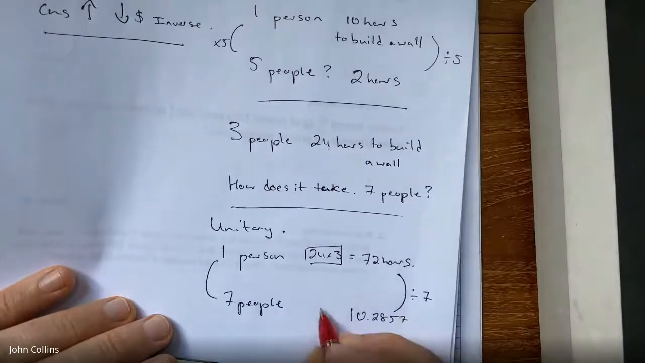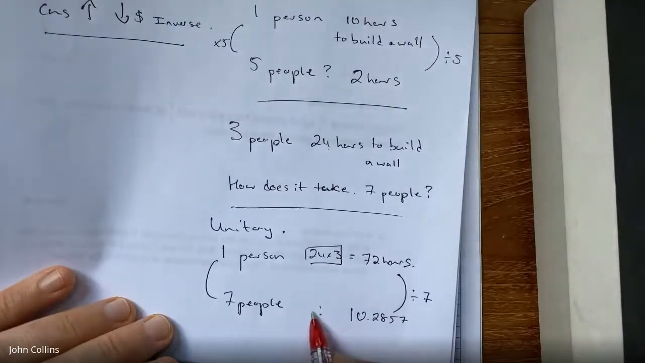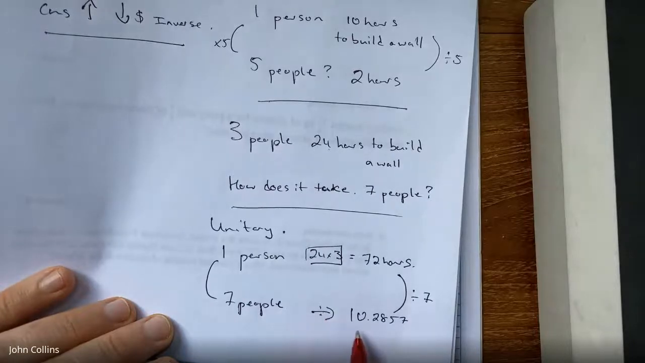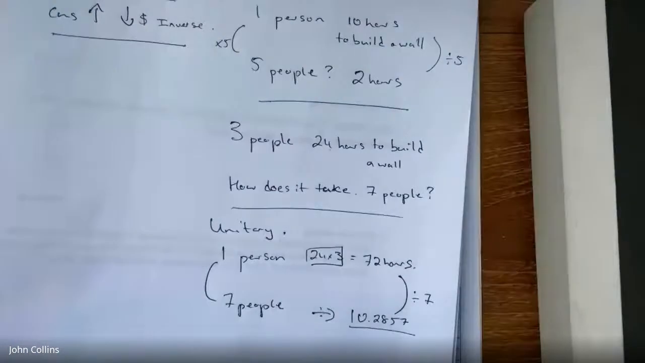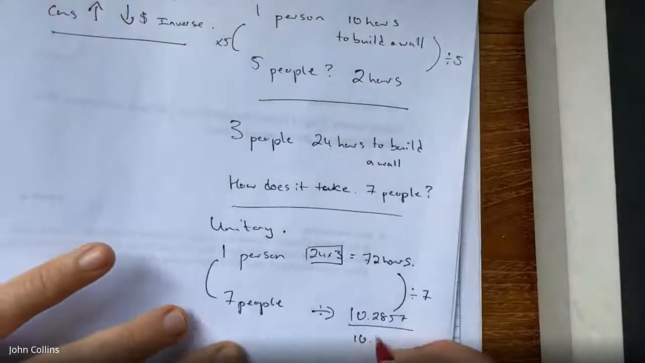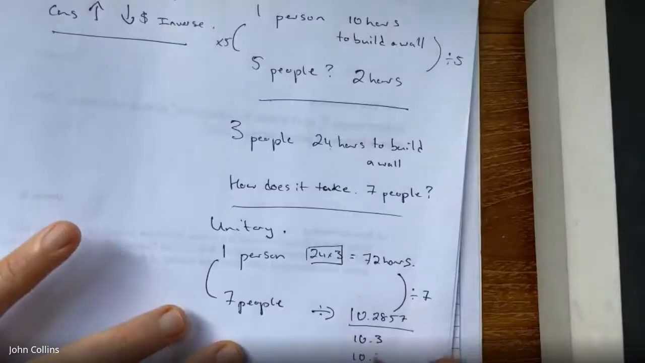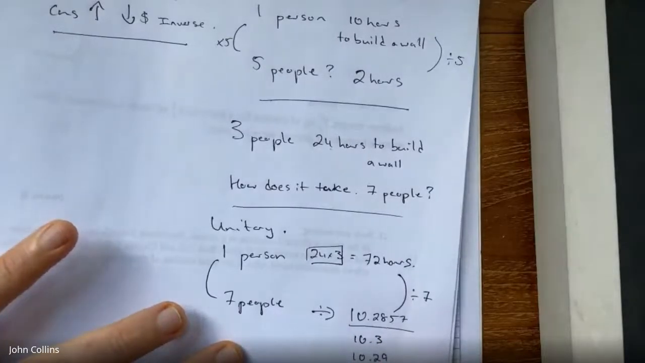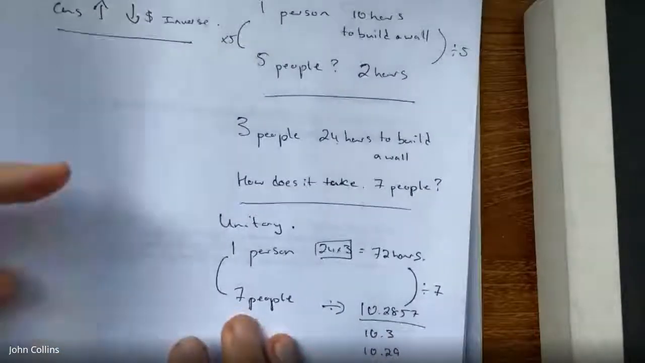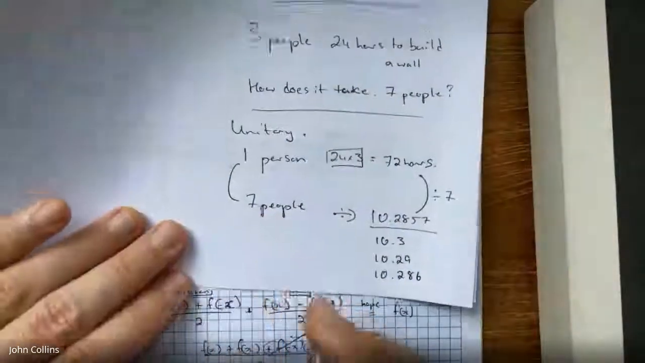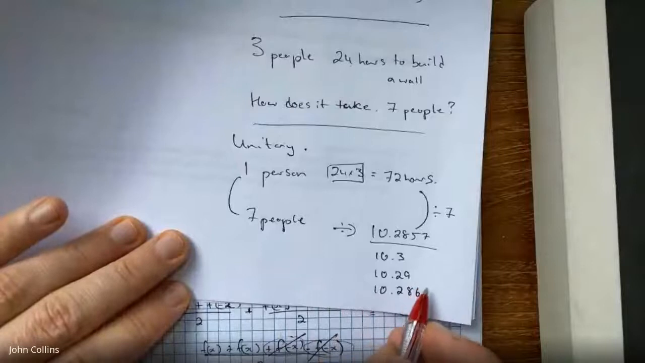10.2857. Okay. So 7 people take 10 and, well, not quite a half, maybe a quarter. If I wanted to round this, maybe I could do 10.3. Maybe I could do 10.29. Maybe I could do 10.286, depending on what the question would round to. It wouldn't round to 10.28. Be careful of that, Asher.